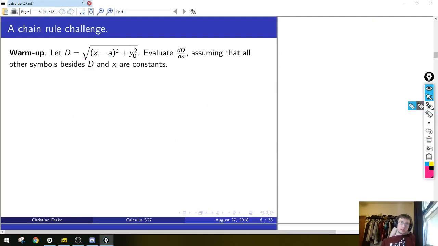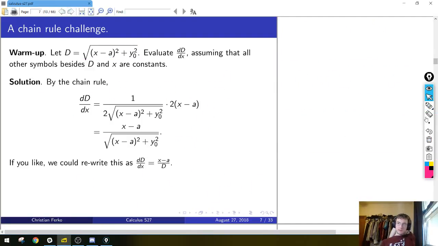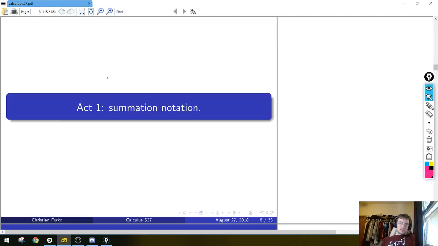Good. Okay, let's make sure that this actually agrees with what I did yesterday. So, yeah, chain rule, this is what we did. x minus a over this chunk, I think we agree, and indeed, that is the same as x minus a over d. Good, it's comforting when we don't make mistakes. Okay. Alright, hopefully you feel adequately warmed up. Okay, so now we can do the summation notation stuff.